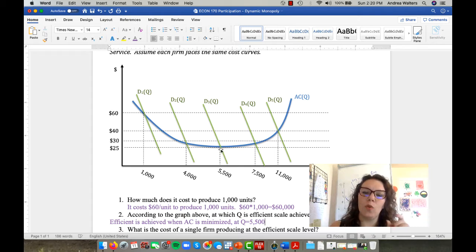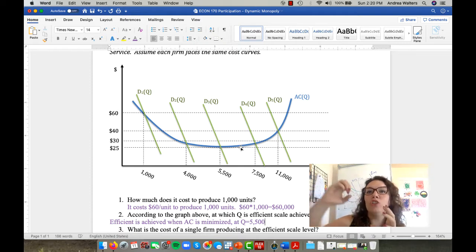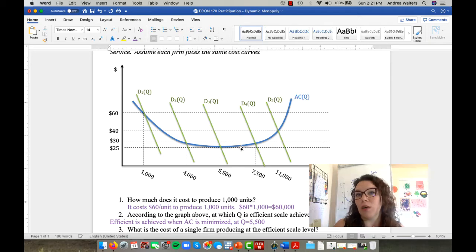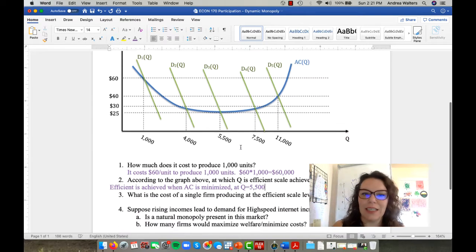At efficient scale, we're getting those constant returns to scale. And then over here is when we start to have those increasing costs, that diseconomies of scale. And that's where we want firms to reduce production. And that's why we might see more firms enter the market and a natural monopoly be less likely.